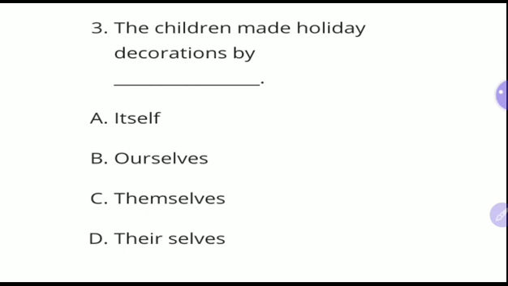Now see the third one. The children made holiday decorations by. Now again, itself can never be used. Children is plural, itself is singular. Ourselves is not possible because children is not first person. Theirselves, there is no separate their and selves, this type of expression for reflexive pronoun. Then there is only one option, themselves. The children made holiday decorations by themselves.